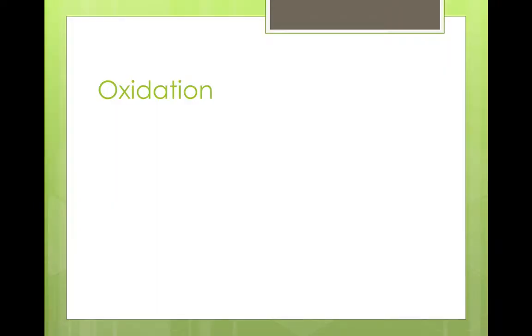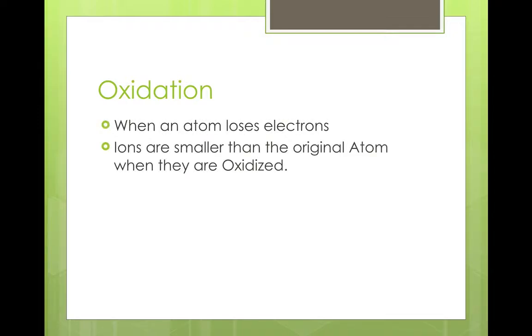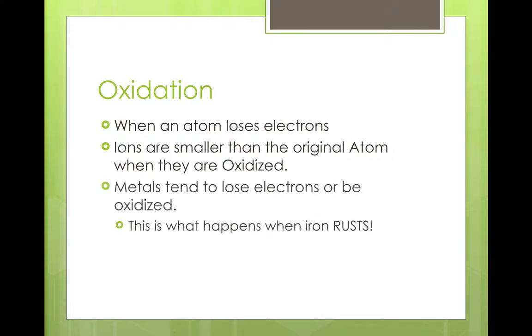Okay. Oxidation. When an atom loses electrons, very simple. Ions are going to be smaller than the original atom, because they've lost electrons. Makes sense. If you lose a lot of weight, you're going to be smaller. So losing electrons, you're going to get smaller. Who tends to do this? Metals. Metals are big fat losers. So all the metals that you know and love, silver, iron, etc. These guys lose electrons, and that's okay.